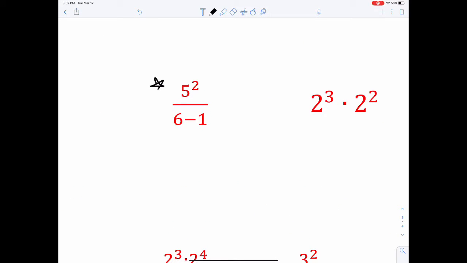This definitely can't use the rule. There's only one 5. We are dividing, but there's only one 5, and there's subtraction going on. This is crazy. So we're going to do this normally. 5 squared is just 5 times 5. You guys agree?